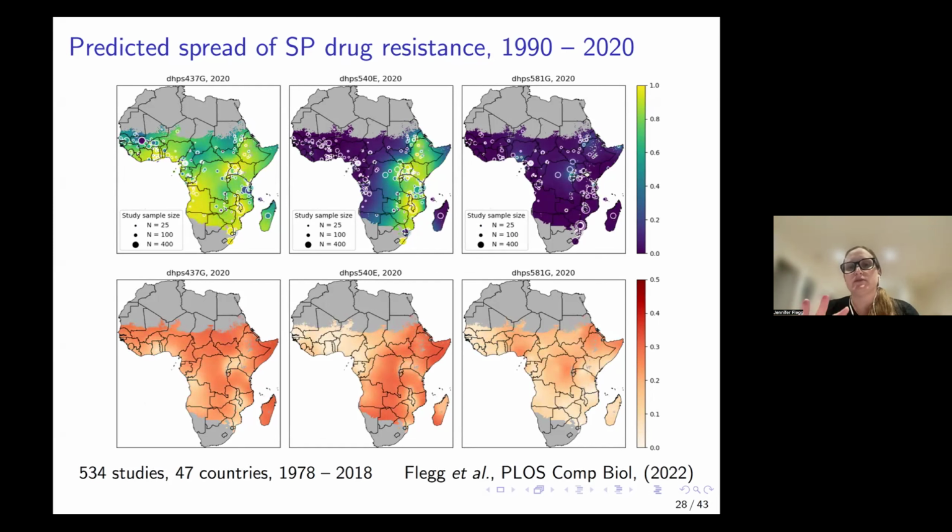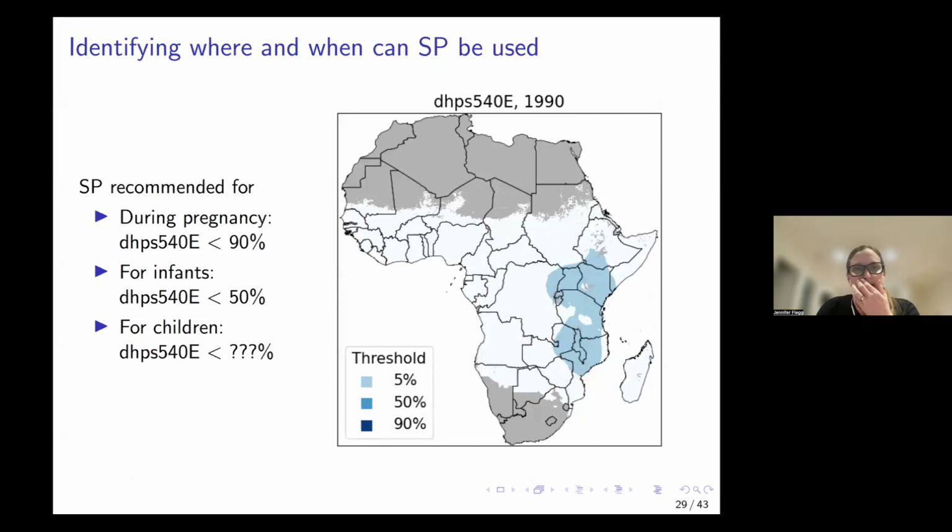And it's the spreading of this resistance that's then led to SP being moved away from as a first-line drug and being swapped out for other drugs. So how can these outputs be used?